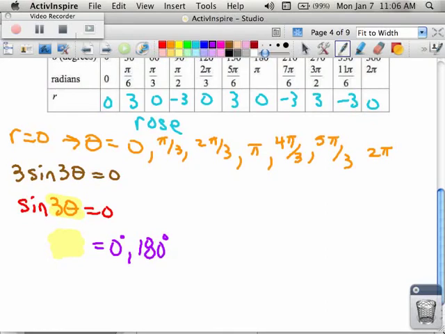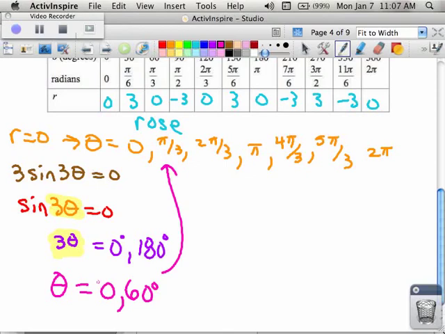Now that's normally what's going on, but this blob is not theta. The blob is 3 theta. So if I actually want to find the angle measurements, I would have to divide each of those by 3. If I divide those by 3, theta is 0, because 0 divided by 3 is 0, and 180 divided by 3 is 60 degrees. Notice that this 60 degrees is the same as my pi over 3 up here, and my 0 degrees is the same as my 0 radians up here.